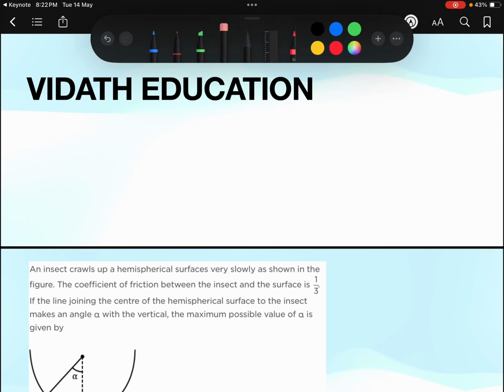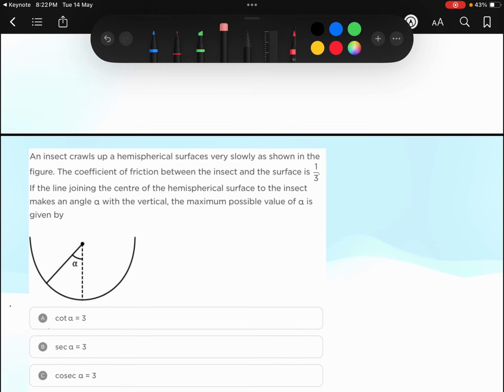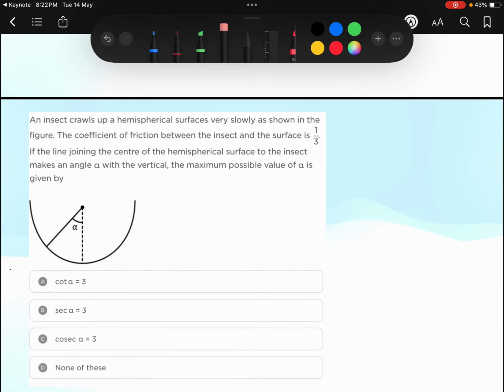So here is another question from IIT JEE PYQ. The question is from the chapter friction. So here is the question. An insect crawls up a hemispherical surface very slowly as shown in the figure. The coefficient of friction between the insect and the surface is 1 by 3.